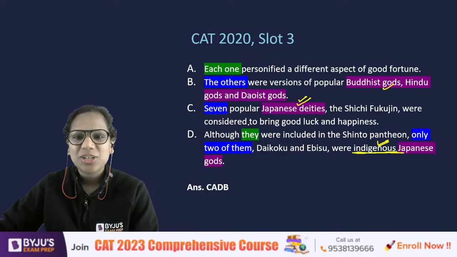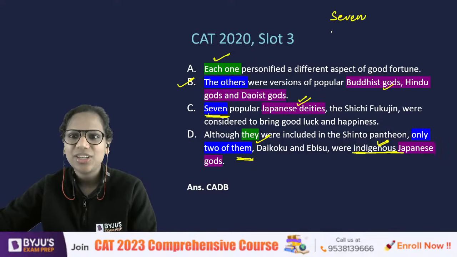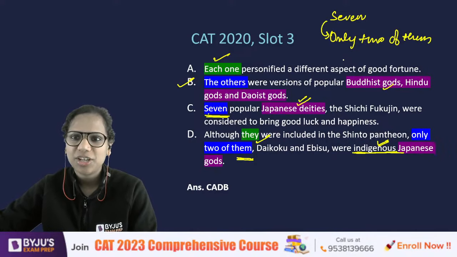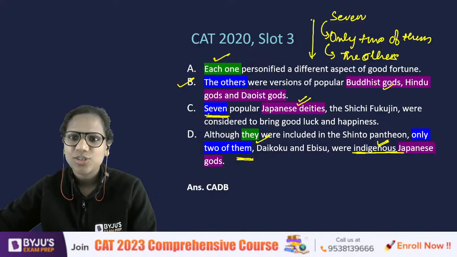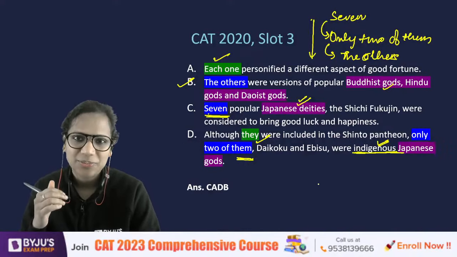Okay. Then grammar-based clues. "They," "each one," "the others," right? These are your grammar-based clues, these three. This also happens to be a structure-based clue. So see, seven, two of them, the others. This creates a structure, right? Seven, then I say only two of them. Okay, so I'm referring to these seven. Then the others. This creates a structure also here, a sequence also here. So these are your structure-based clues as well.